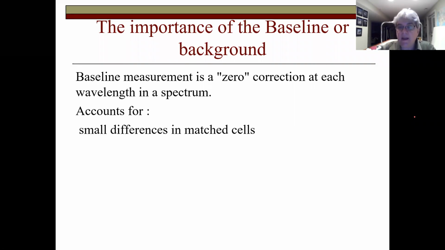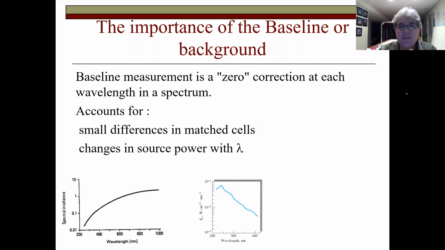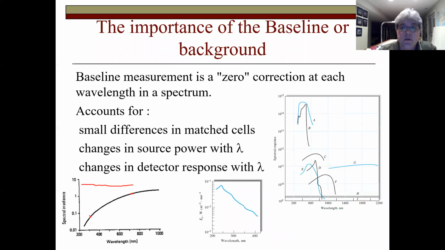So we've already seen that it's going to account for small differences in the matched cell, but it also accounts for differences in the power of your source with wavelength. So remember, we said the best source would have a constant intensity at all wavelengths, okay? But they don't. You know, this source is much stronger out here than it is here. So we have to correct for that difference.